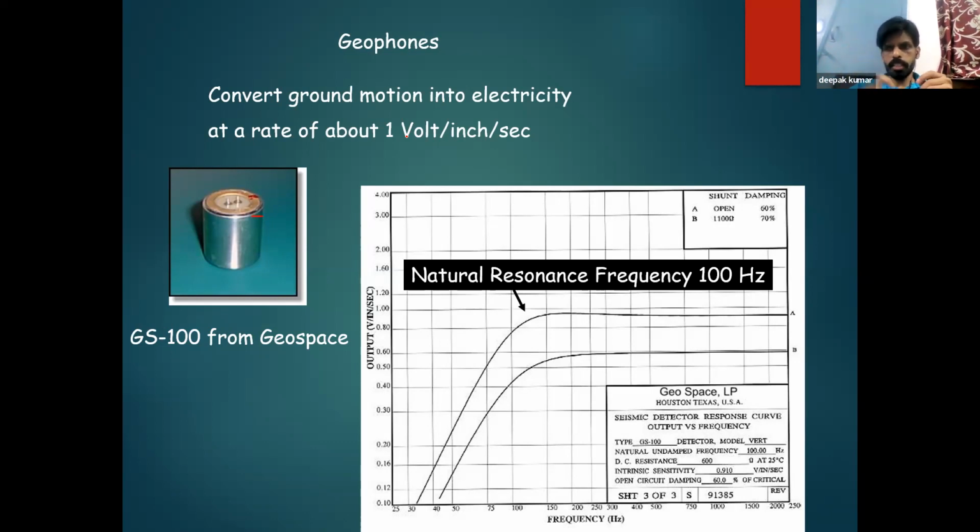What happens whenever there is a change in magnetic flux around a coil? Electricity is generated, electric current is generated, correct? So that current is converted into ground motion. Whenever there is ground motion, or when we use explosives to generate seismic waves, they travel through the different layers of the surface and are received by the geophone. So basically what a geophone measures is the motion of the ground.